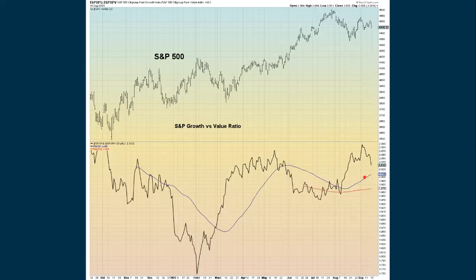This is the one that we pay attention to for the S&P 500. We're pretty much going sideways. We're seeing some recent weakness here, but longer term, this is still in an uptrend.